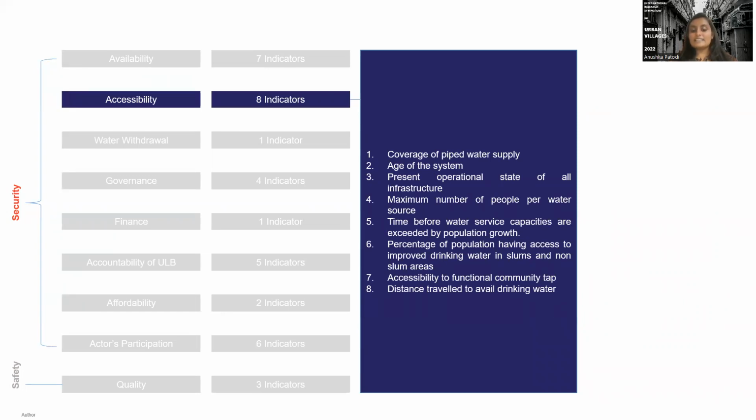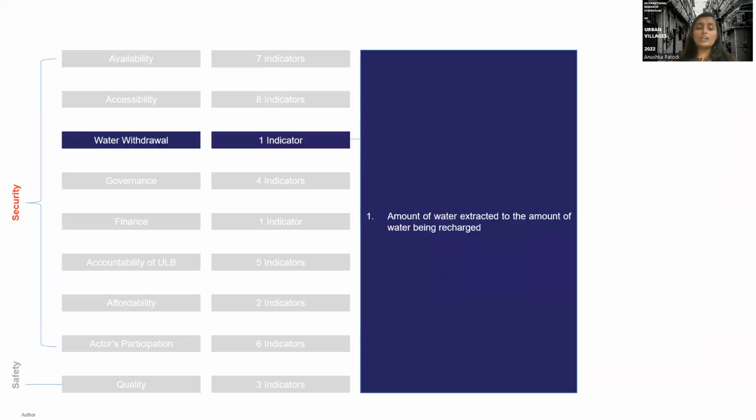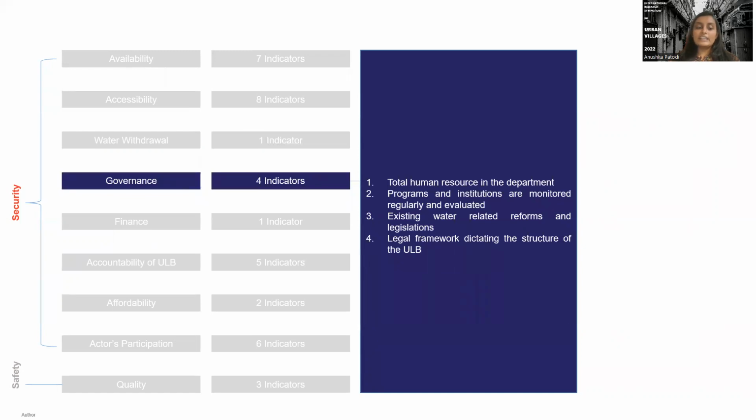The component accessibility means the population in the area must have admittance to clean and potable water through any means of improved water source, and the indicators listed resonate the same. The third component is water withdrawal, which aligns with the relation of available water in the environment to the amount of water given back to the environment, or the amount of water which is being taken up to the amount of water which is being recharged. The next component is governance, which has 4 indicators.